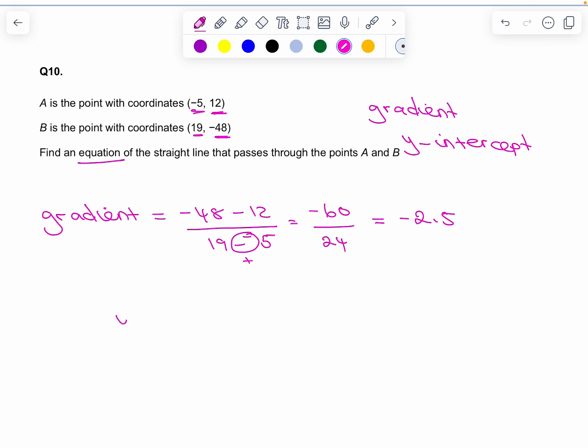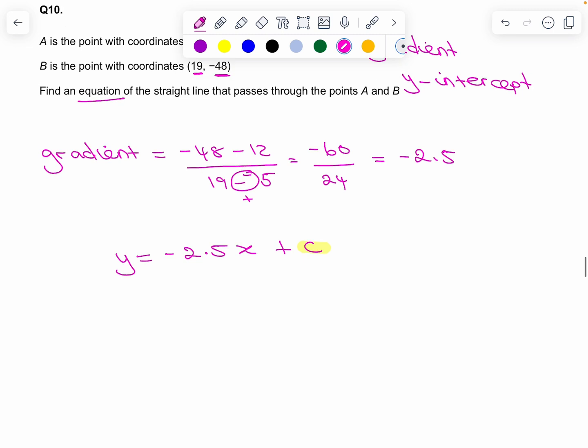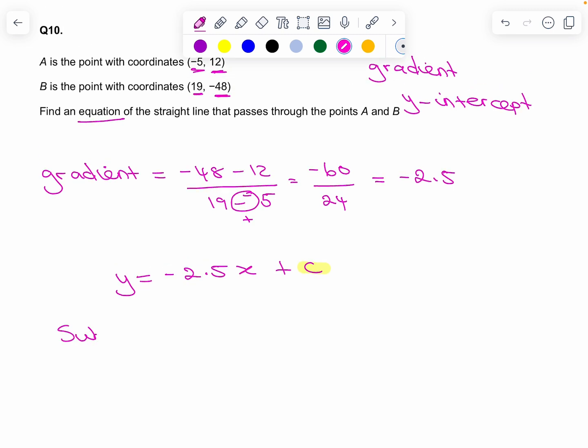It means that our line is y equals minus 2.5x plus something. This is the something I want to find. I want to find what c is. I want to find out what the y-intercept is. The way I'm going to do that is I'm going to substitute in one of the coordinates. I think I'm going to go for minus 5, 12. But it doesn't matter which one you go for. You will end up with the same c as me.